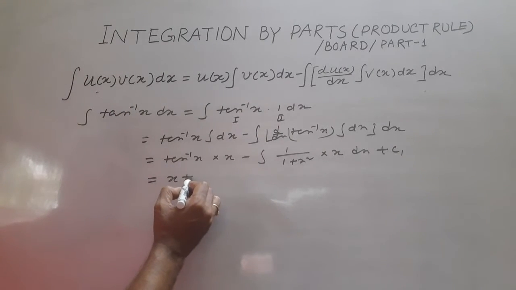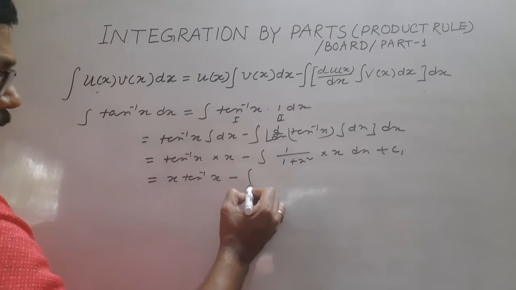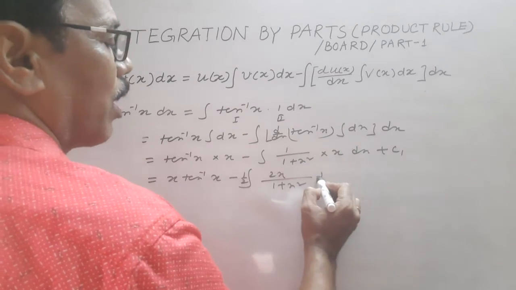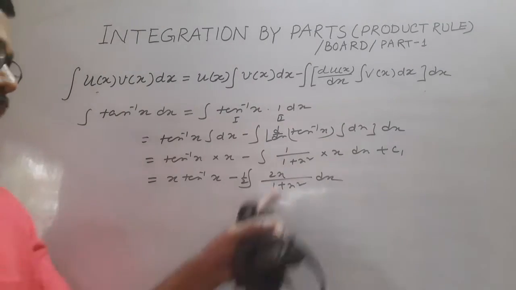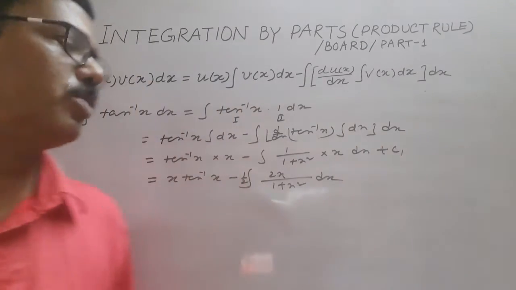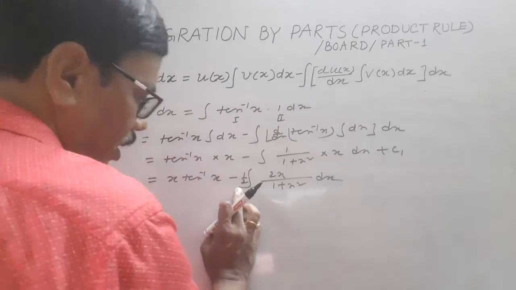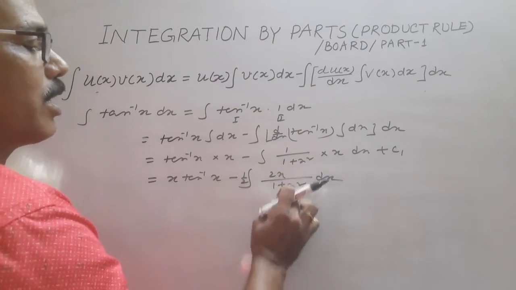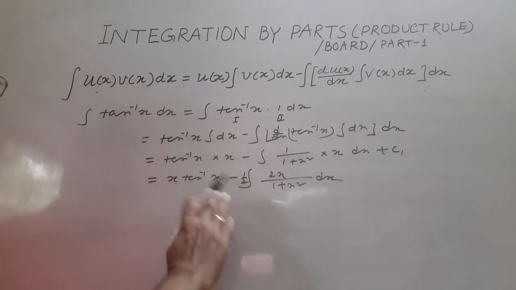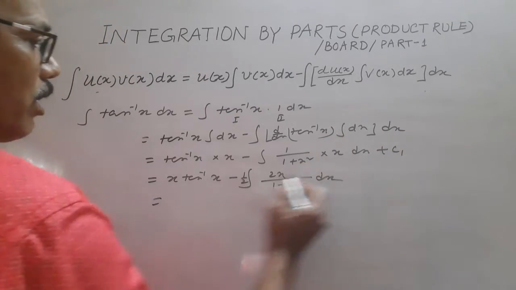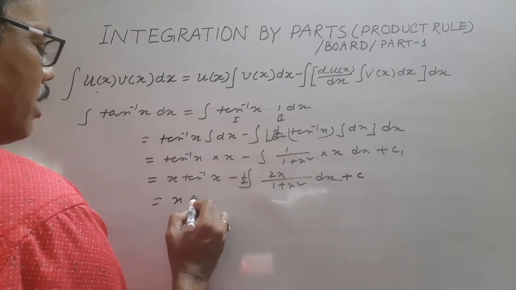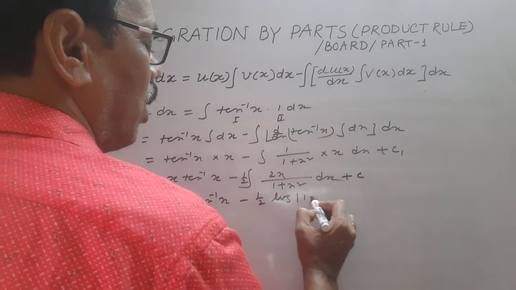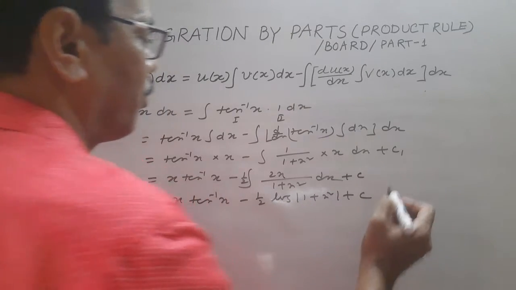So x into tan inverse x minus half integral of 2x by 1 plus x square dx. So the derivative of 1 plus x square is 2x, that is why we are taking this half. Now if you consider this as z, this is dz. dz by z is log z. So no need of showing this step. We can write it directly: x tan inverse x minus half log of 1 plus x square plus c.